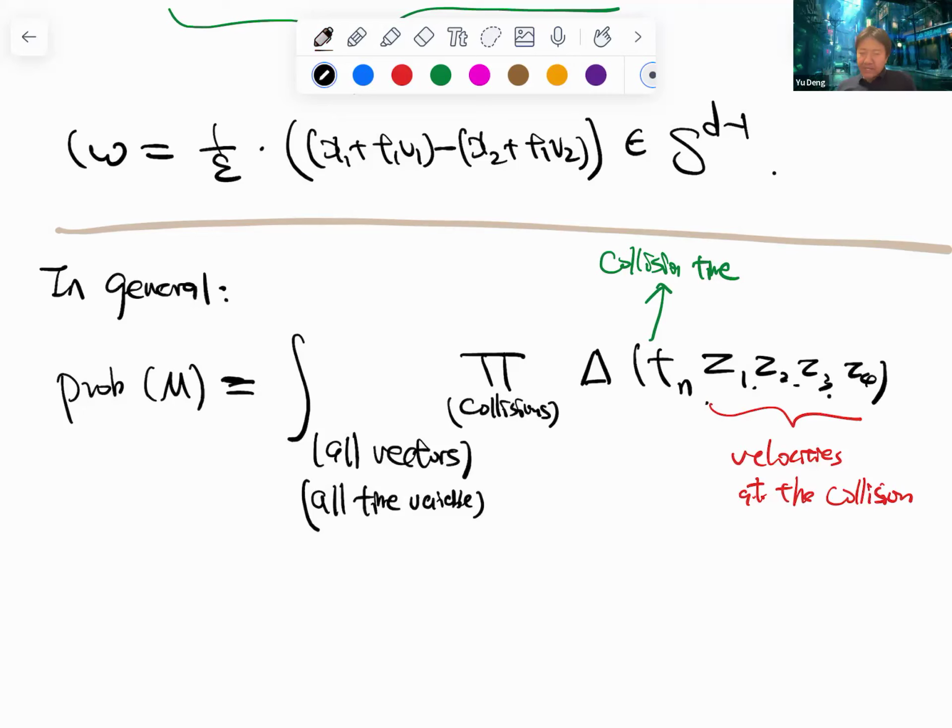Okay, and now our goal is to estimate this. How do we estimate this, and especially how do we get this epsilon to the alpha rho? Of course there should be a normalizing factor of epsilon to the minus d minus 1, but we omit it. But essentially, this is the kind of thing that we're aiming at.